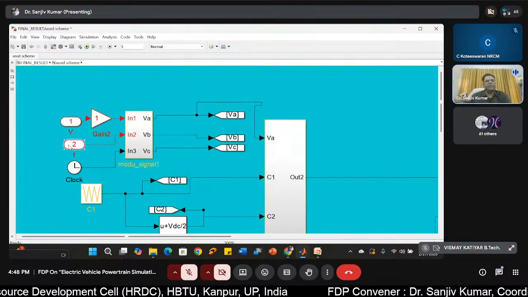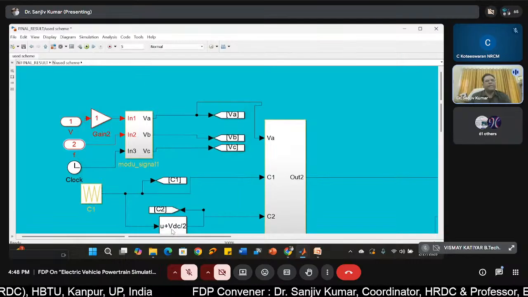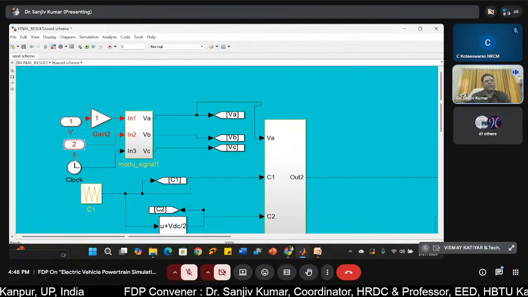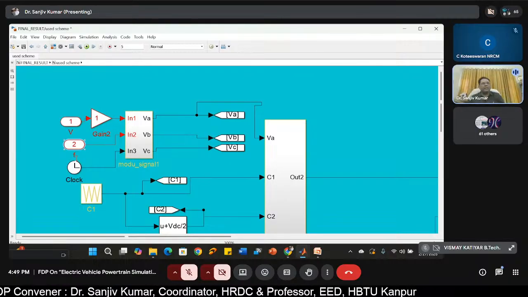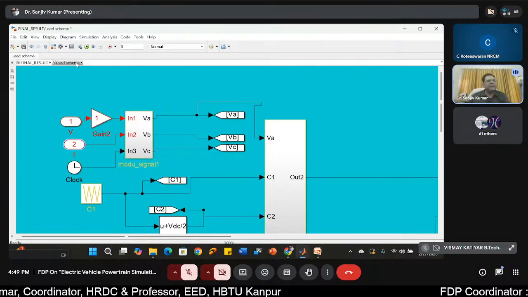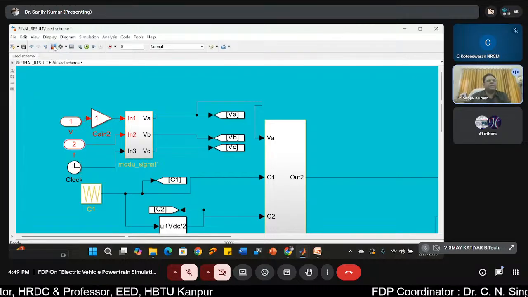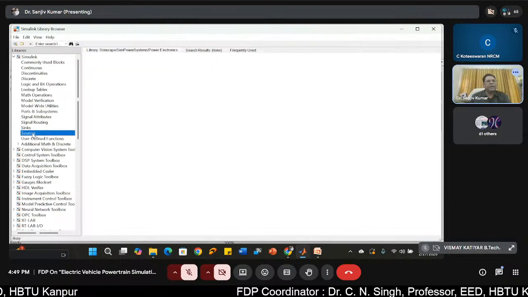Then frequency, sine omega t. Sine omega t means 2 pi f. F is coming from here. And after omega, the t is coming from the clock. All these things are available in your Simulink library. Just go here and see source.